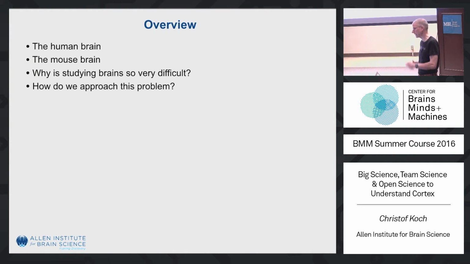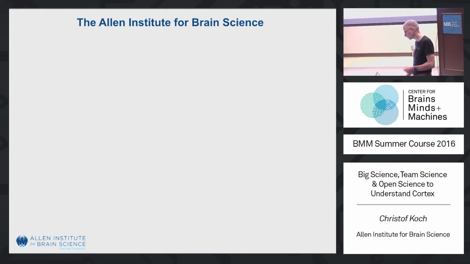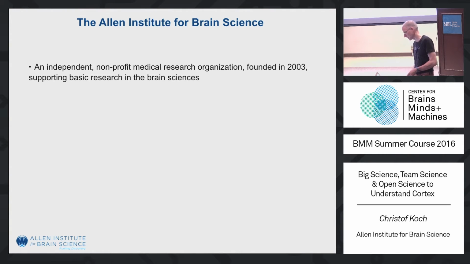So the argument is that in addition to the traditional small lab PI-driven approach, where the supreme outcome is a series of papers in high-impact journals, that system that's fantastic for discovery, we need to supplement with a different system that I would characterize as big science and team science and open science. And I'll talk to you about what I mean by big science, team science, and open science.